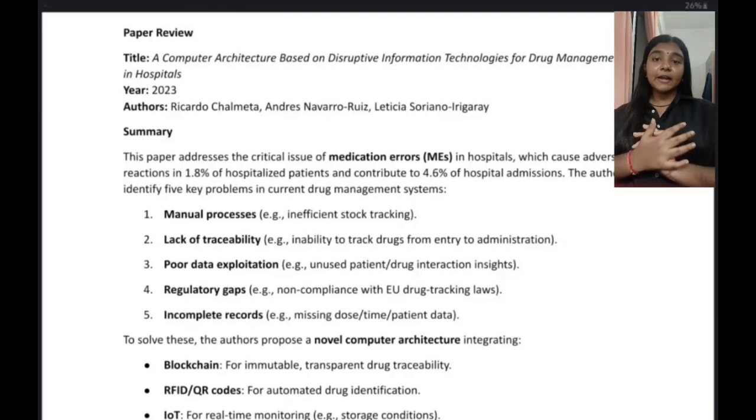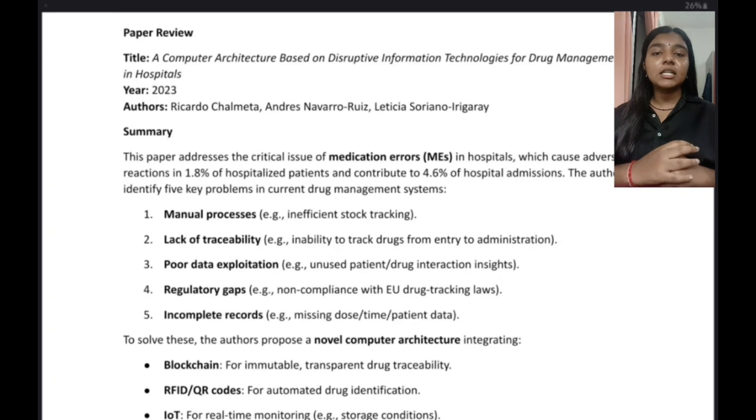Hi everyone, the paper I review is titled A Computer Architecture Based on Disruptive Information Technologies for Drug Management in Hospitals, published in 2023 by Chalmeta, Navarro Ruiz, and Soriano Irigaray. This paper focuses on medical errors in hospitals, which are a serious issue. This error affects about 1.8% of hospitalized patients and leads to 4.6% of hospital admissions.